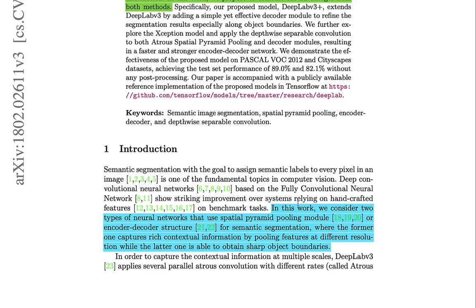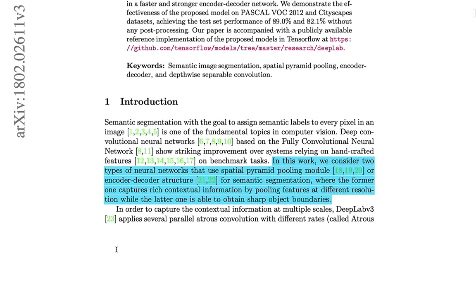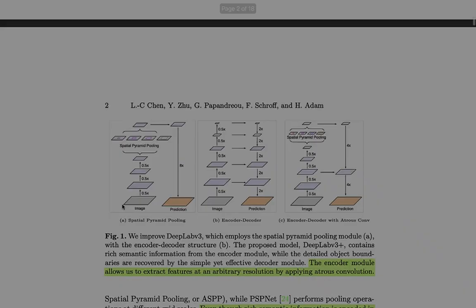As the paper suggests in the introduction, the spatial pyramid pooling module tries to reach contextual information by pooling features at different resolutions, and the latter one, which is the encoder-decoder, is able to obtain sharp object boundaries. And by combining these two methods, we can gain very, very competitive results in the famous benchmarks.